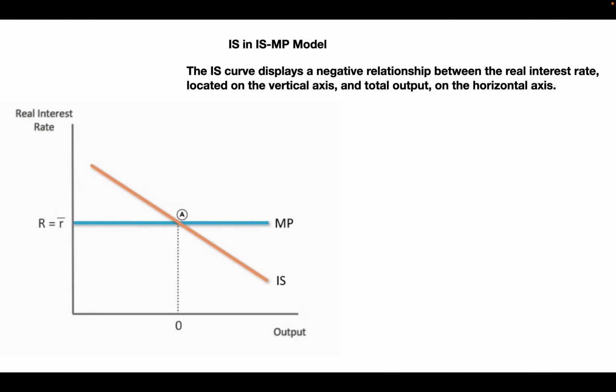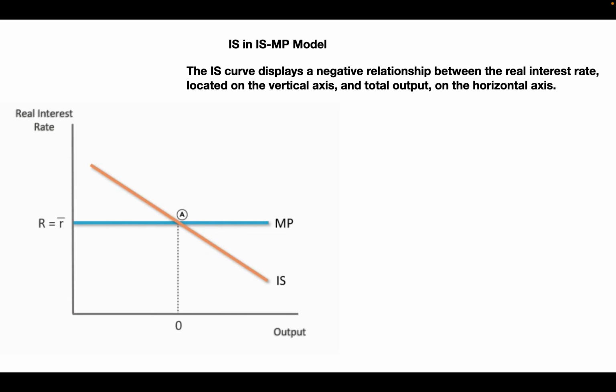Hey guys, today we will be talking about the IS curve in the IS-MP model. So first of all, let's take a look at the IS-MP model. Basically, the IS curve displays a negative relationship between the real interest rate, which is located on the vertical axis, and total output, which is on the horizontal axis.